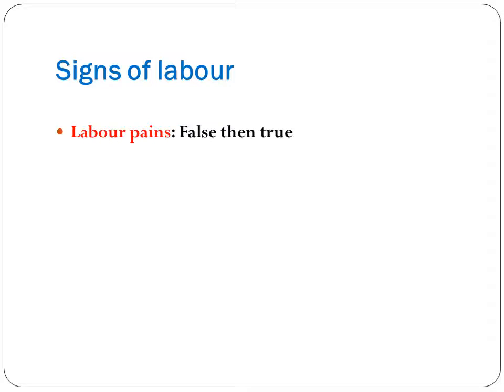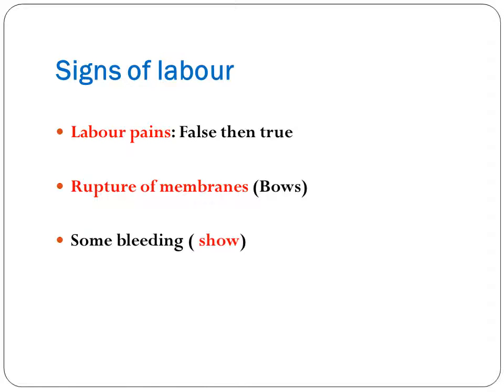Signs of labor. First, we have labor pains, either false or true labor pains. We have the rupture of membranes, some bleeding, which is called show, and the cervical dilatation and effacement.